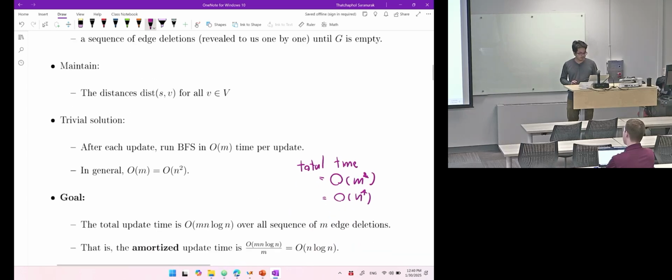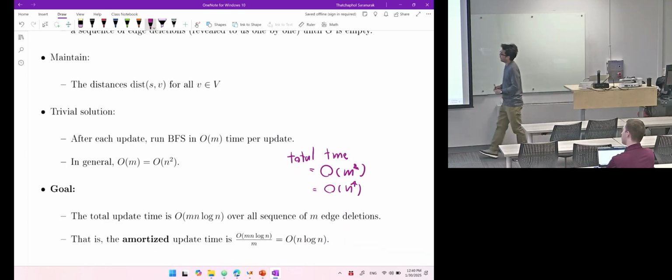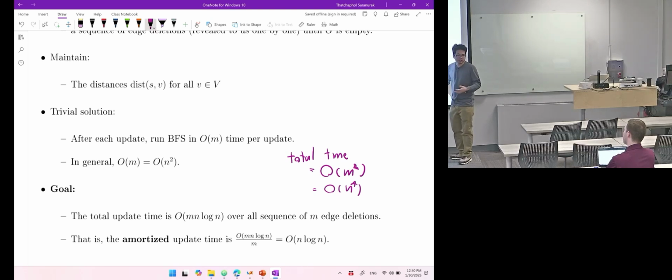But what I'm going to show you today is that you can get the total time down to just mn, which is better than m squared when the graph is dense, for example. This means the amortized update time, the average update time, is mn over m, because there are m deletions. So on average, each update takes around n time instead of m. That's better.